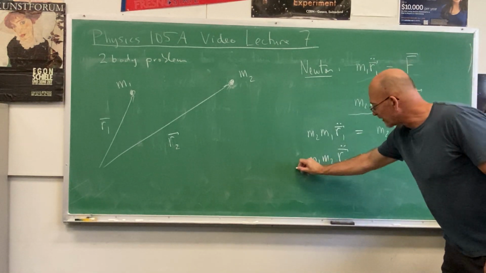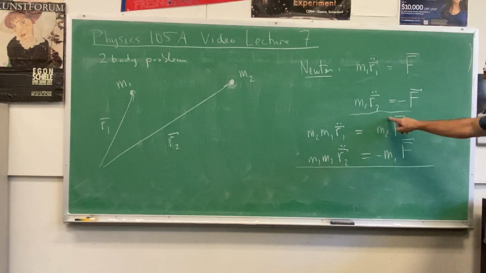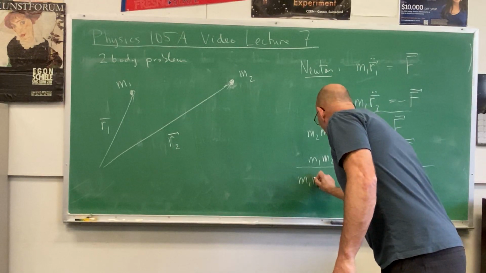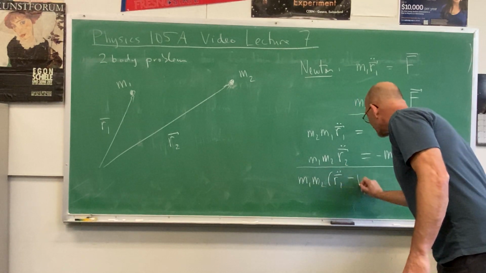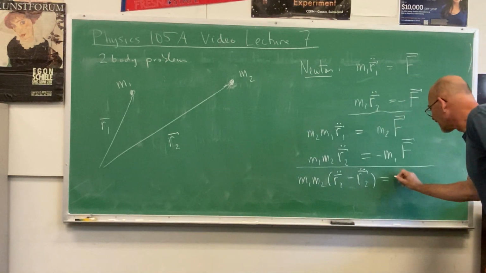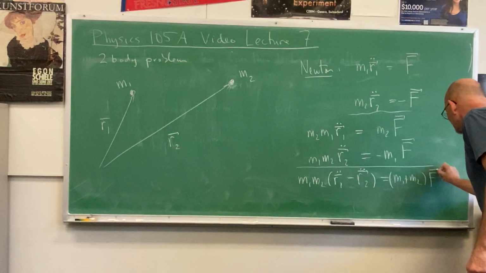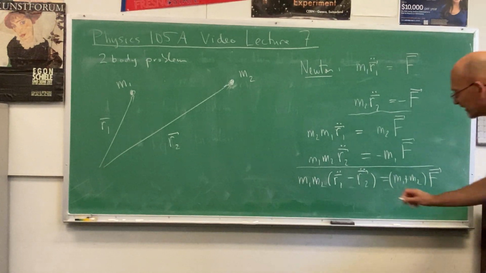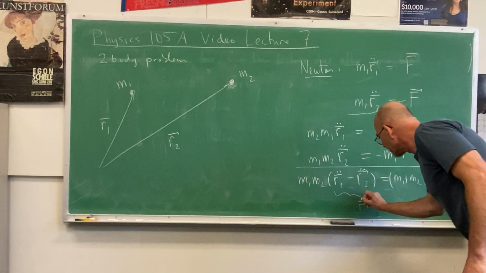And what we've gained is the following, really interesting little trick here. I'm going to subtract the second equation from the first, and on the left side I'll just have M1 M2, that's common, times R1 second derivative minus R2 second derivative, equals M1 plus M2 times F. And now this thing here is going to be R double dot.